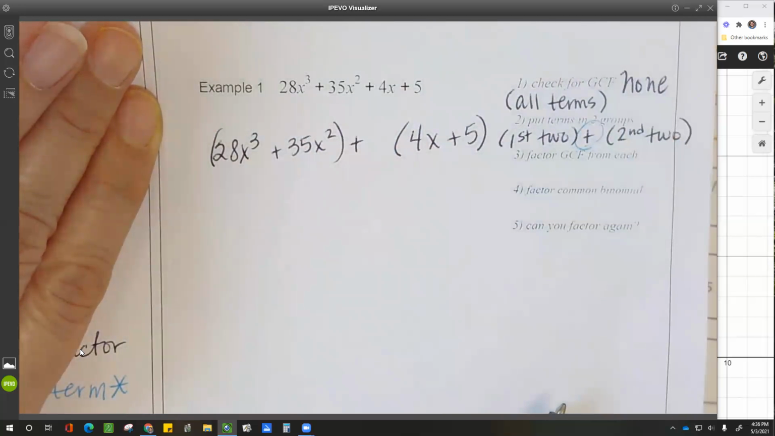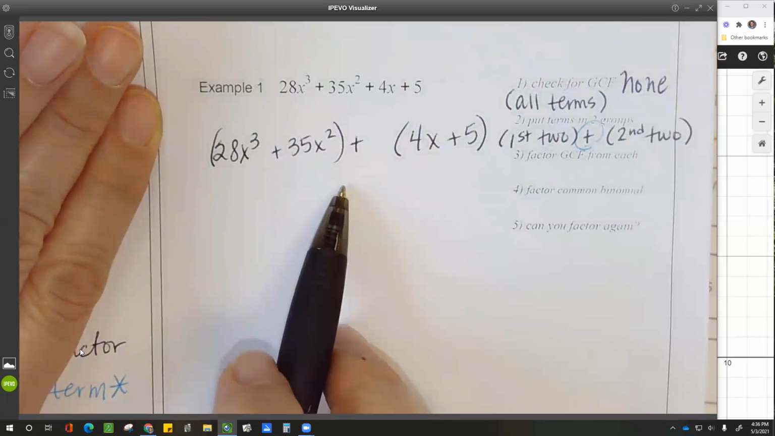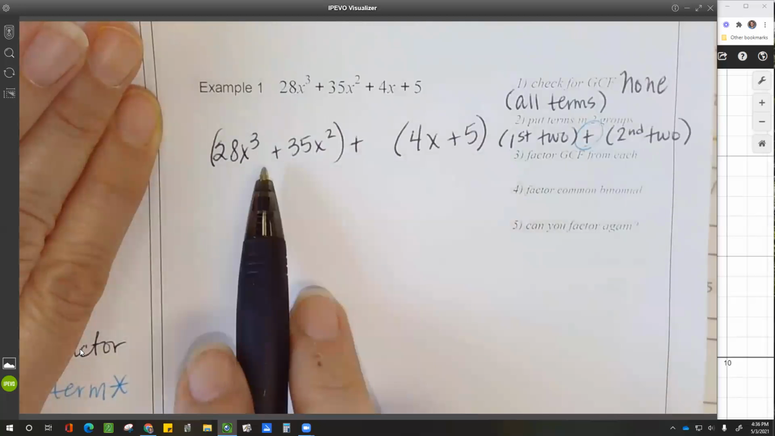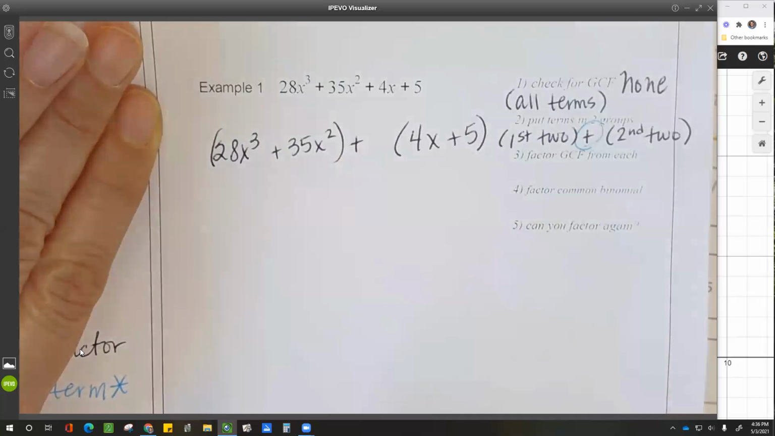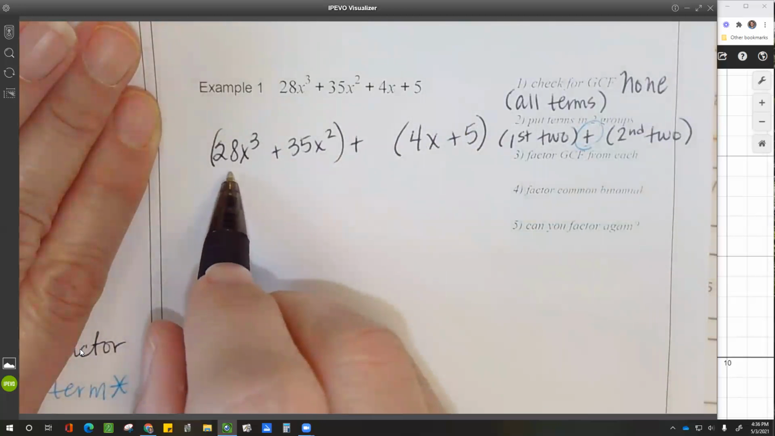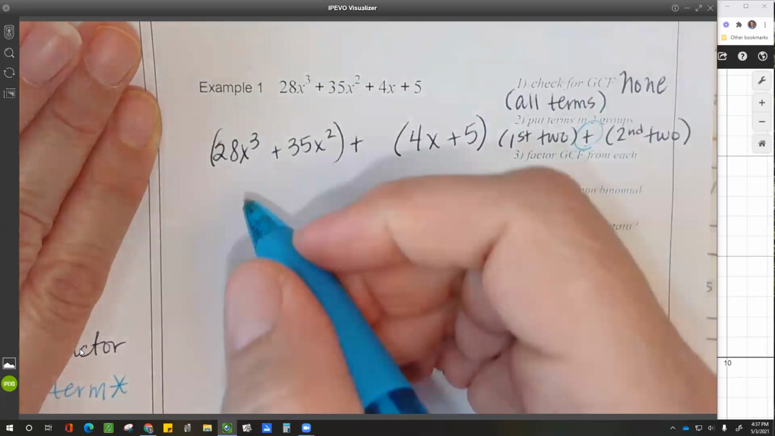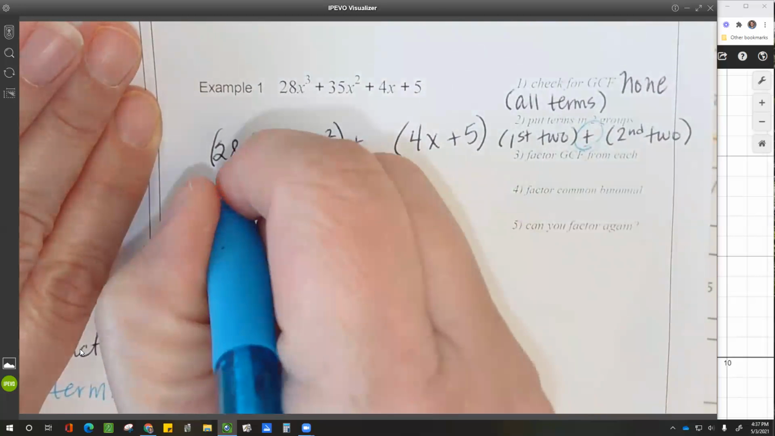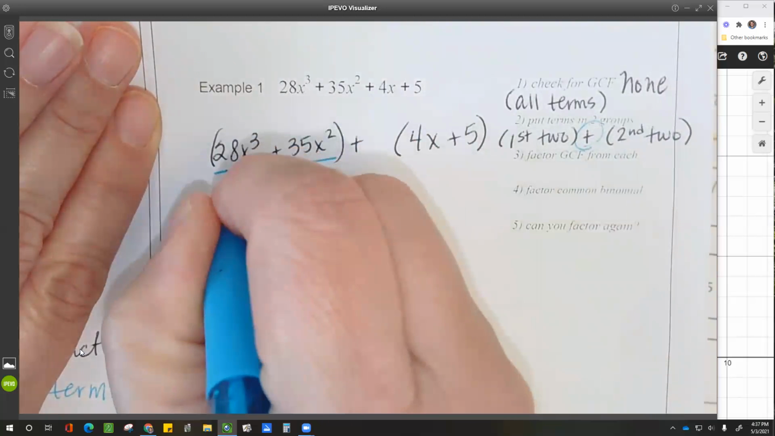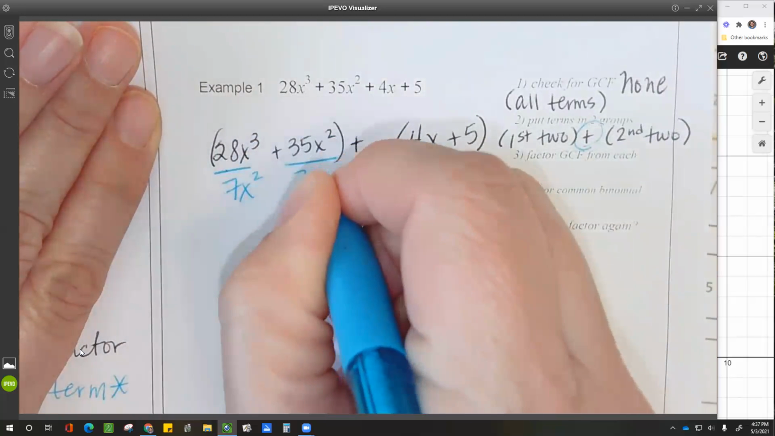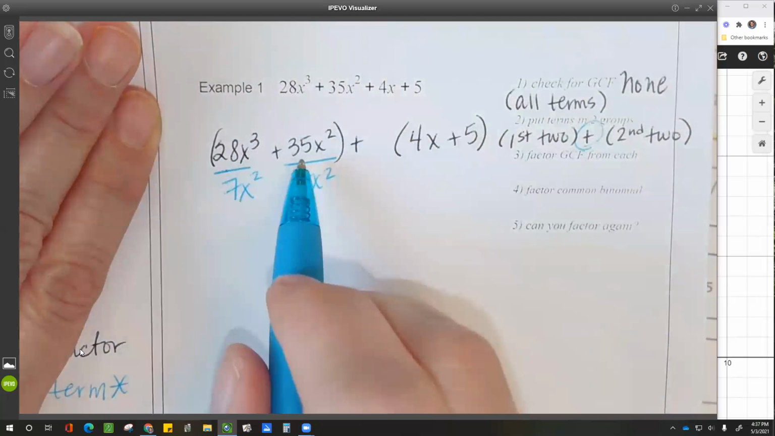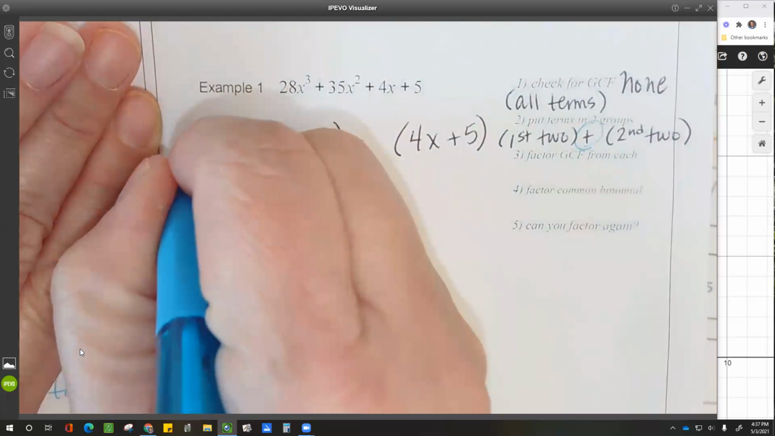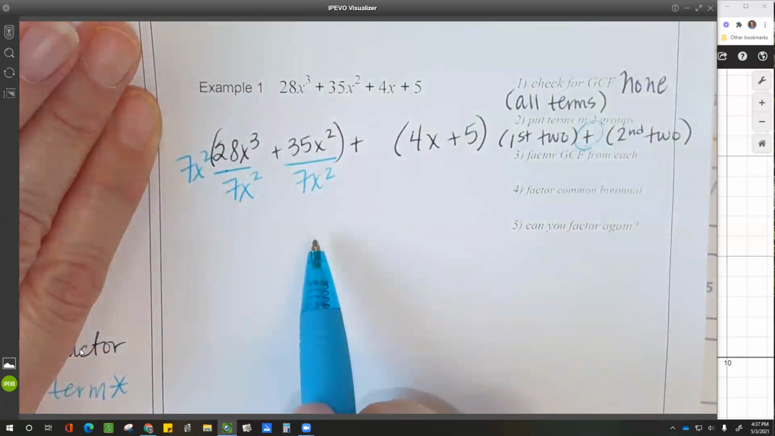Okay. Now, I have two groups. I want to see what the GCF is for this group, and also for the second group. So factor GCF from each group. My greatest common factor for 28x to the third and 35x squared is 7x squared. So I divide each of these terms by 7x squared, and I multiply also by 7x squared to balance that.